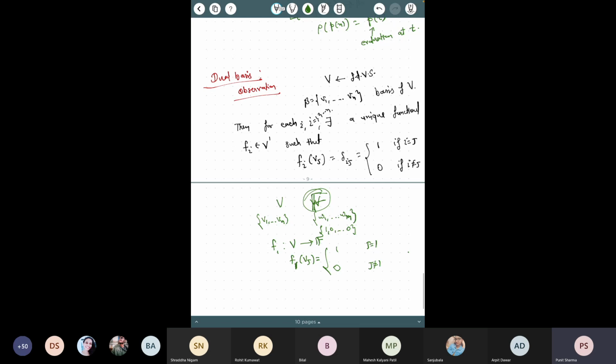Then you should be able to answer this. But then there is nothing special about F1. You can do it for any i. So for each i, you can say that there exists a unique Fi because of this result, such that Fi of Vj is equal to del ij. Fine. This is the first observation.